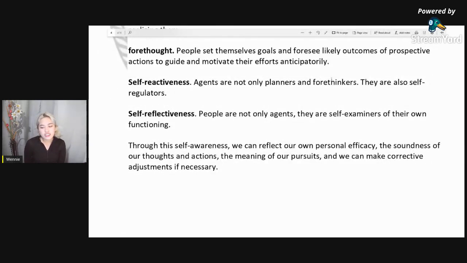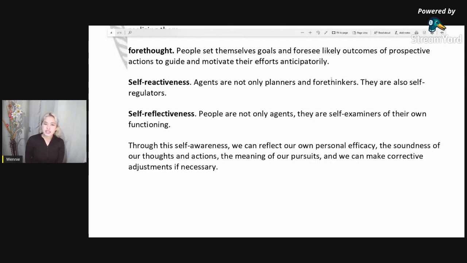So also, we have the self-reactiveness. So agents are not only planners and forethinkers, they are also self-regulators or the process of motivating their own actions. And since we regulate our action, goals must be specific, within our ability to achieve, and reflect our potential accomplishment na not too far in the future. Kailangan specific yung goal mo. Kailangan time-bound. Di ba? Yung mga SMART, kumbaga. Manageable. Kailangan ganun. Yung mga ginagawa nating goal.